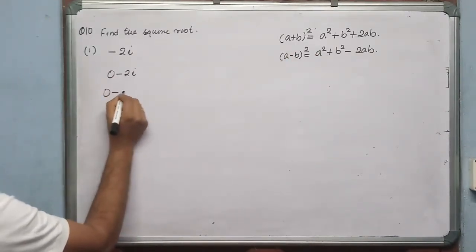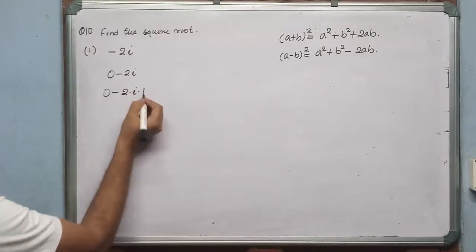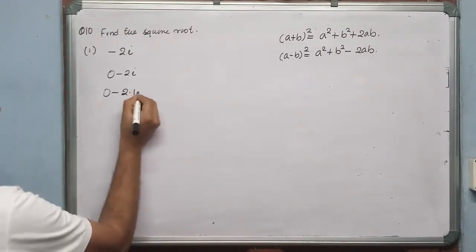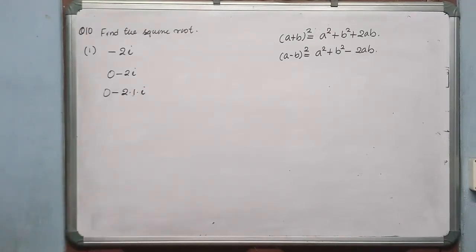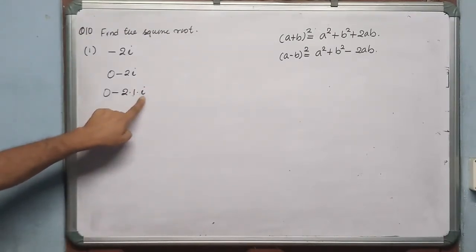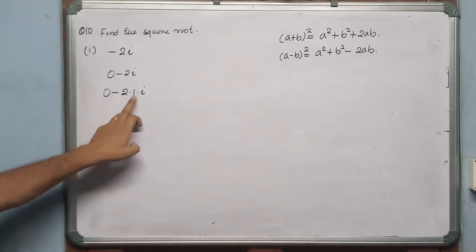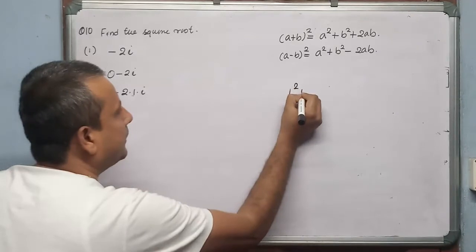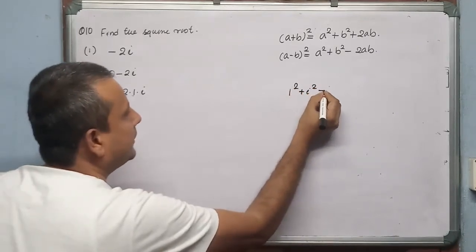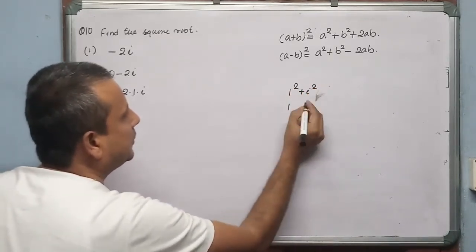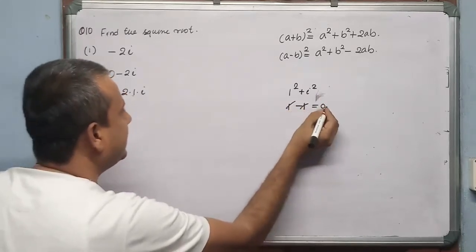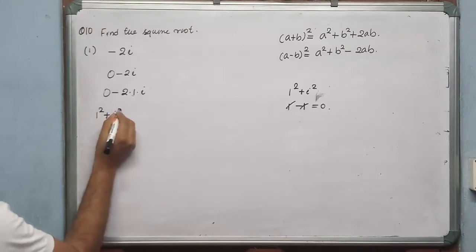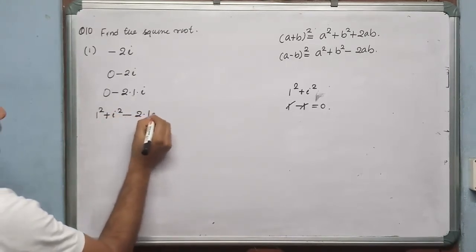0 minus 2ab, or we can write 2ab. Now say 2a is 1, b is i. So the sum of the squares of these two quantities must be equal to 0. Then if I write 1 square plus i square, what will we get? 1 square is 1, i square is minus 1. Cancel, it is 0.